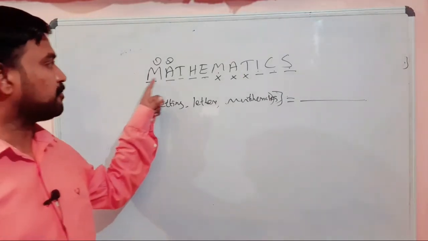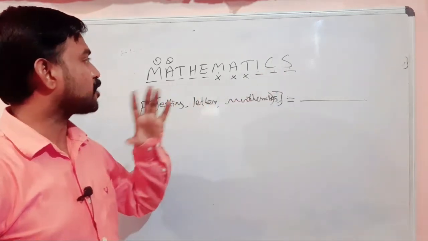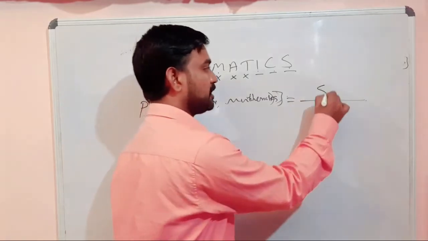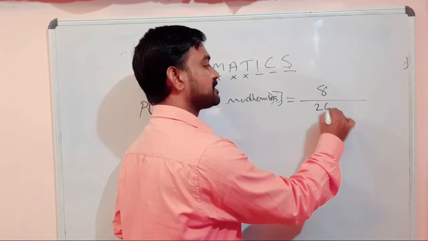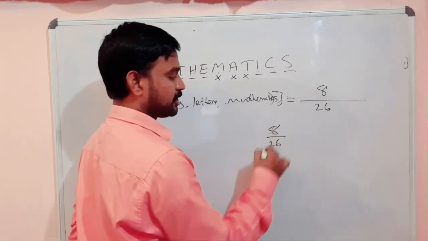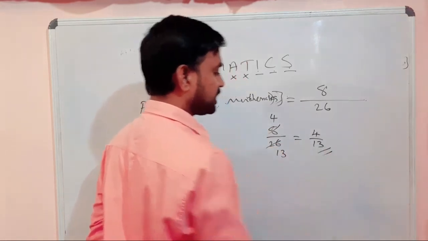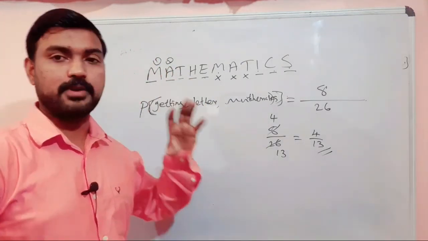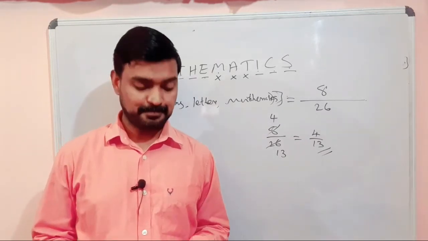What are the 8 letters? M, A, T, H, E, and I, C, S. So 8 letters are there. So these 8 letters out of the total letters in the English alphabet, which is 26. So 8 by 26. 8 by 26 are both even numbers, we can cancel with 2. So here 4 will come, here 13 will come. So the answer is 4 by 13. This is the probability of getting a letter in the word mathematics from the letters of the alphabet in English.